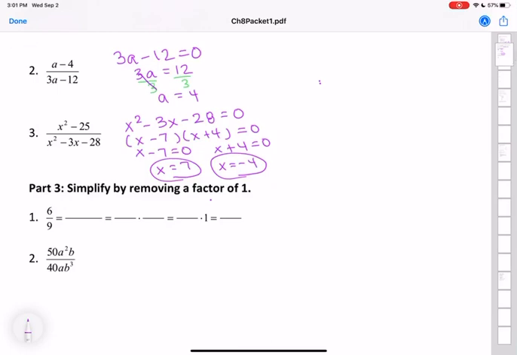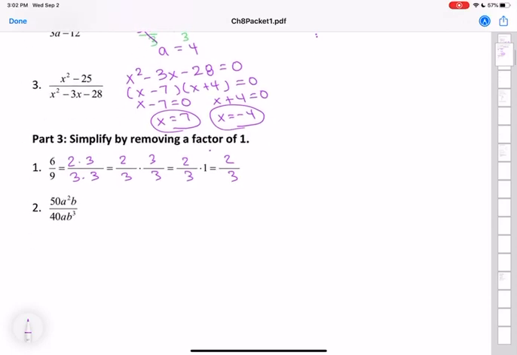This number 1 is the same thing that we just did on the last page. So you can just skip this part, or you can write it in real quick. It's just that 6 breaks down to 2 times 3 over 3 times 3, which breaks down to 2/3 times 3 over 3. 3 over 3 is 1, giving us that 2/3. This next one's a little bit different. What do we have going on here?